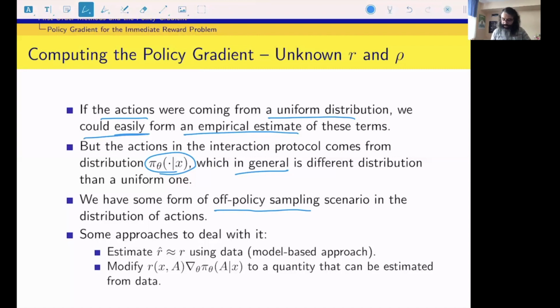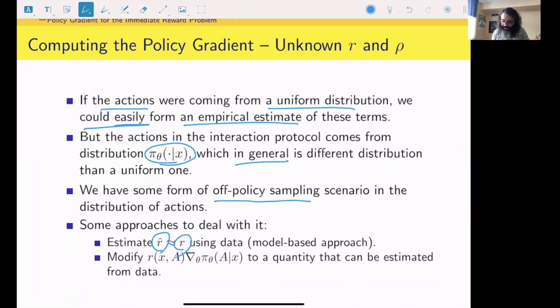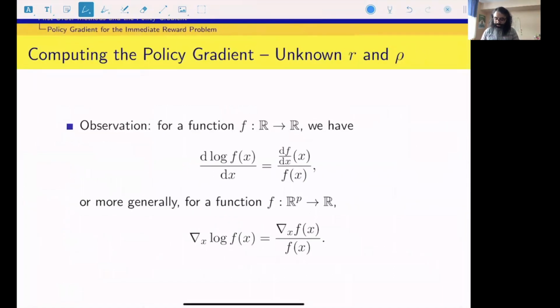One idea is that we estimate R hat from R, and then use that R hat to compute that integral or summation. So this would be a model-based approach. We learn R hat, which I haven't talked about yet, and then use the learned model in order to do calculations. I don't go into detail of it here, but I have a little bit more discussion in the lecture notes. But the other way to think about it is that we modify this term, R of x and a times the gradient of pi theta of a and x, into a quantity that can be estimated from data. We basically manipulate it a little bit, use some tricks, and then we can estimate it using data. Is this clear so far?